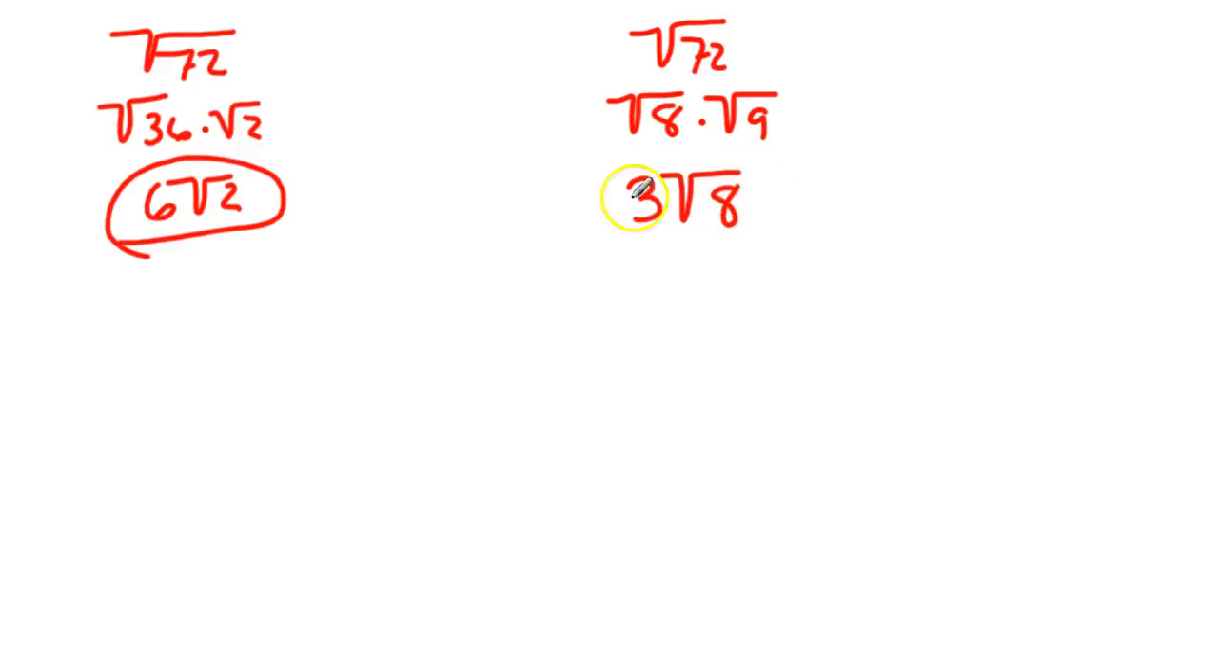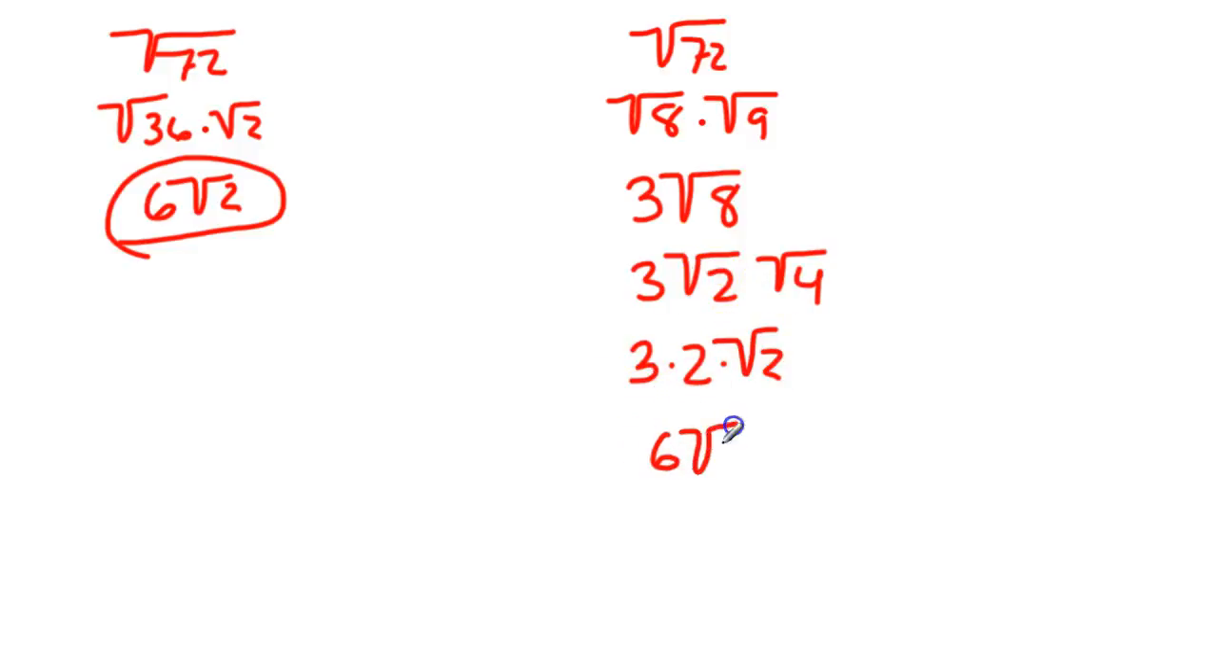But the problem with this is it's not completely simplified, right? This 8 can be broken down again. You can say 3 times, instead of 8, that's 2 times 4, right? So square root of 2 times the square root of 4. And the square root of 4 equals 2. So you have 3 times 2 times the square root of 2. And then 3 times 2 is 6, square root 2, all right? So you'll get the same answer, but it takes a couple more steps.